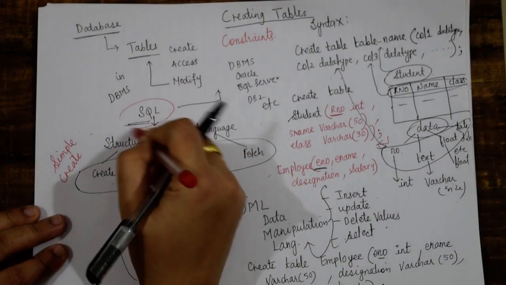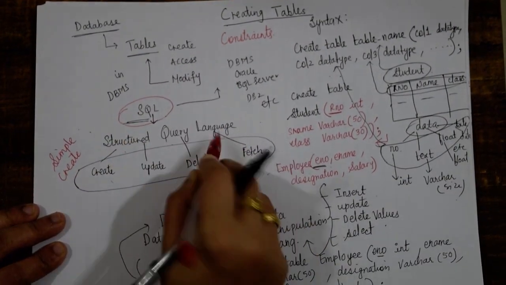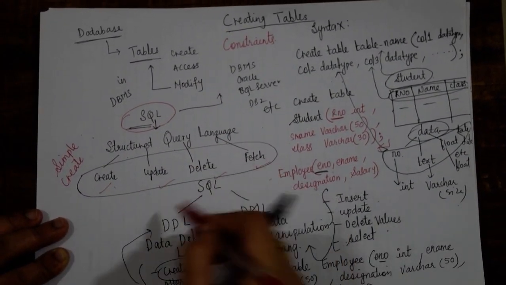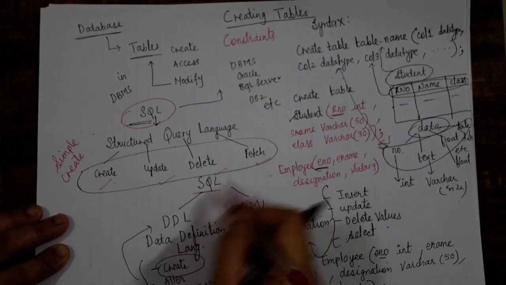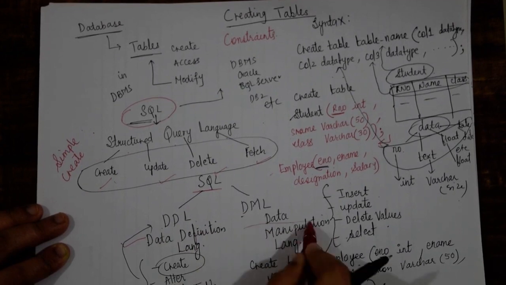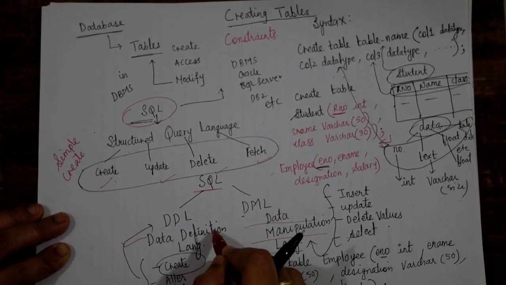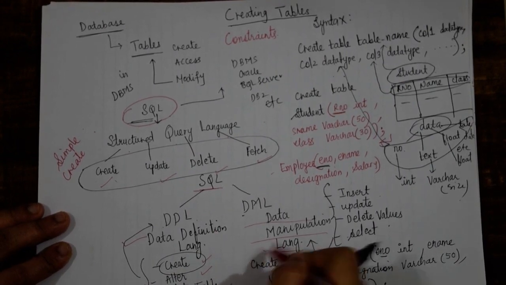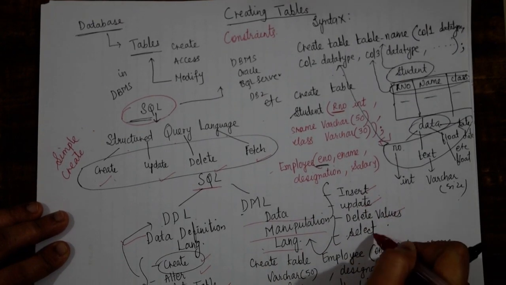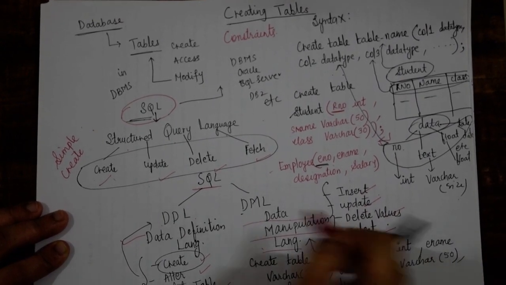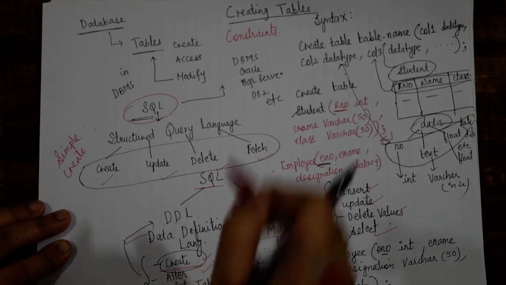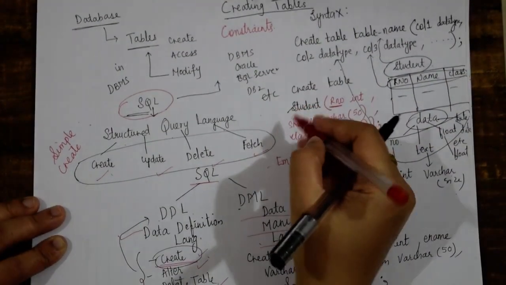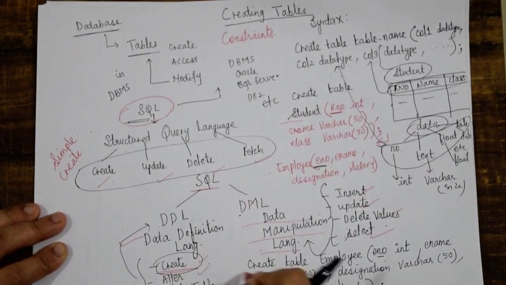We have seen SQL is Structured Query Language. In this we can perform different operations like create, update, delete and fetch. These SQL statements are basically divided as data definition language and data manipulation language. In data definition language we have commands like create, alter and delete table. In data manipulation language we have insert, update, delete values and select. Then we have seen create table, the syntax for create table, in this we have seen data types and two examples, student and employee.